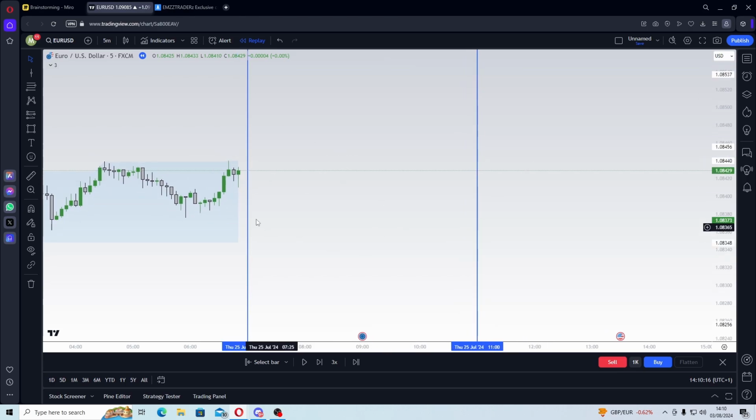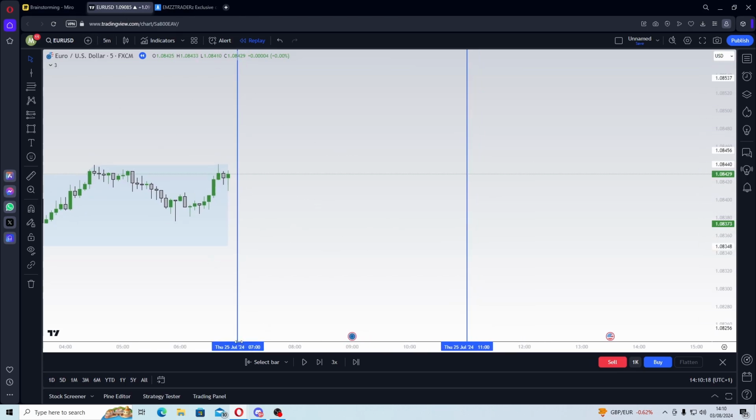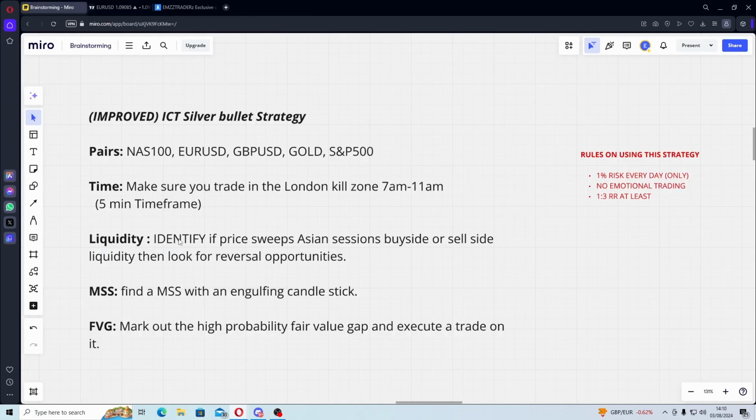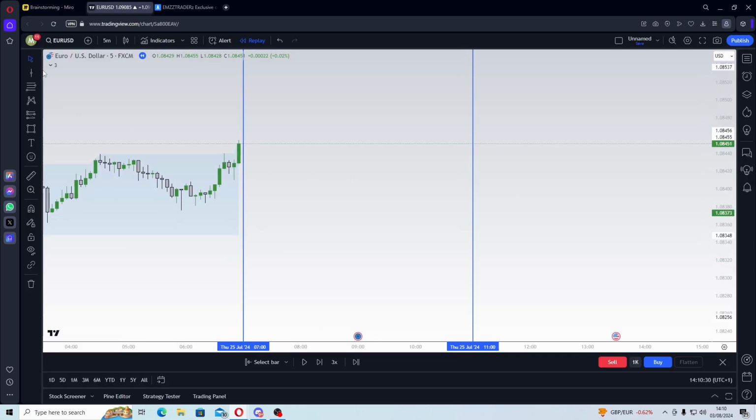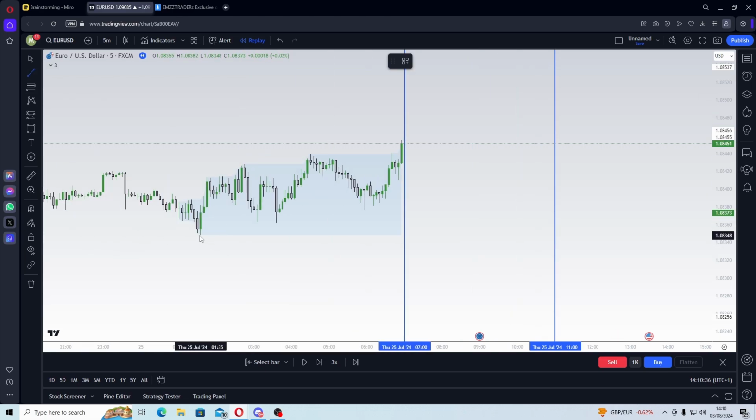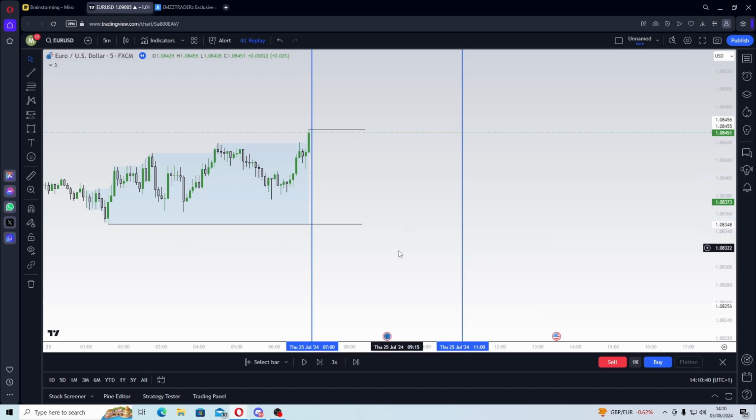So once you've actually marked this out, then you can go ahead and play price forward, okay? One tick, okay? So you can see now we need to identify if price sweeps Asia sessions buy side or sell side liquidity, then we look for reversal opportunities, okay? This is all we need to do. So we can see that Asia sessions is here right now. This is the highs of Asian session, and this is the lows right here, okay? And we need to see which side is actually getting swept first so we could trade the opposite direction.